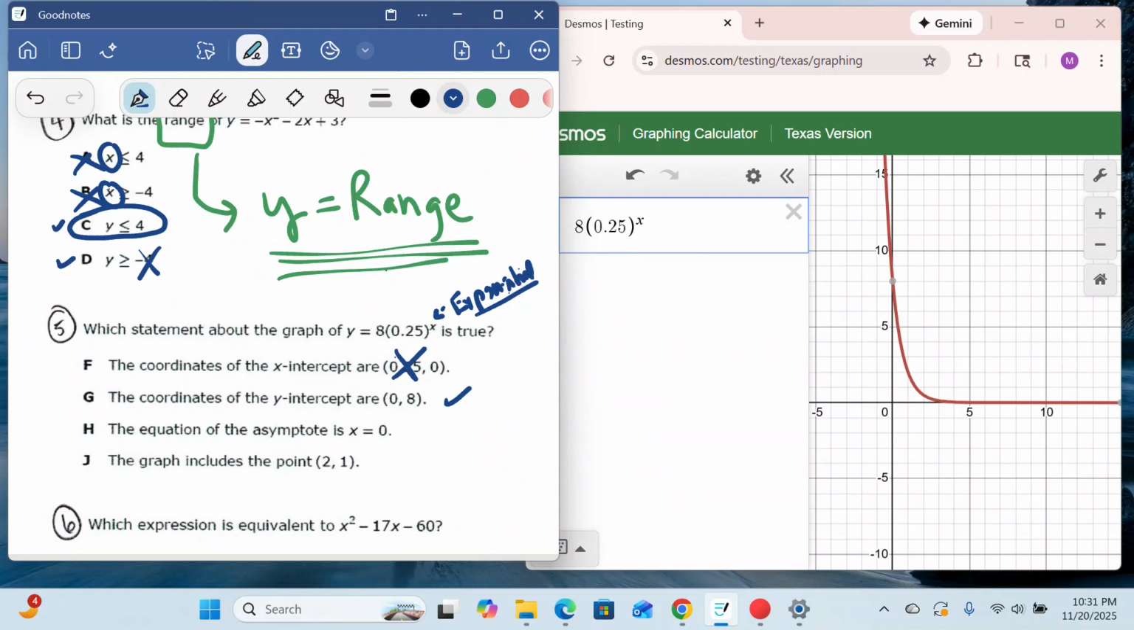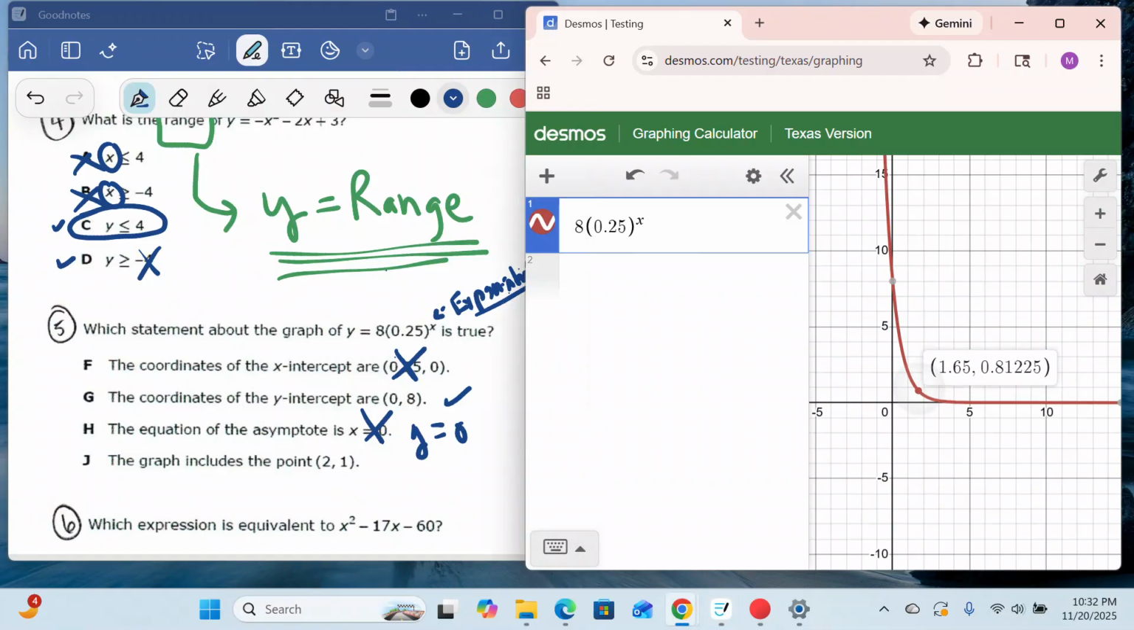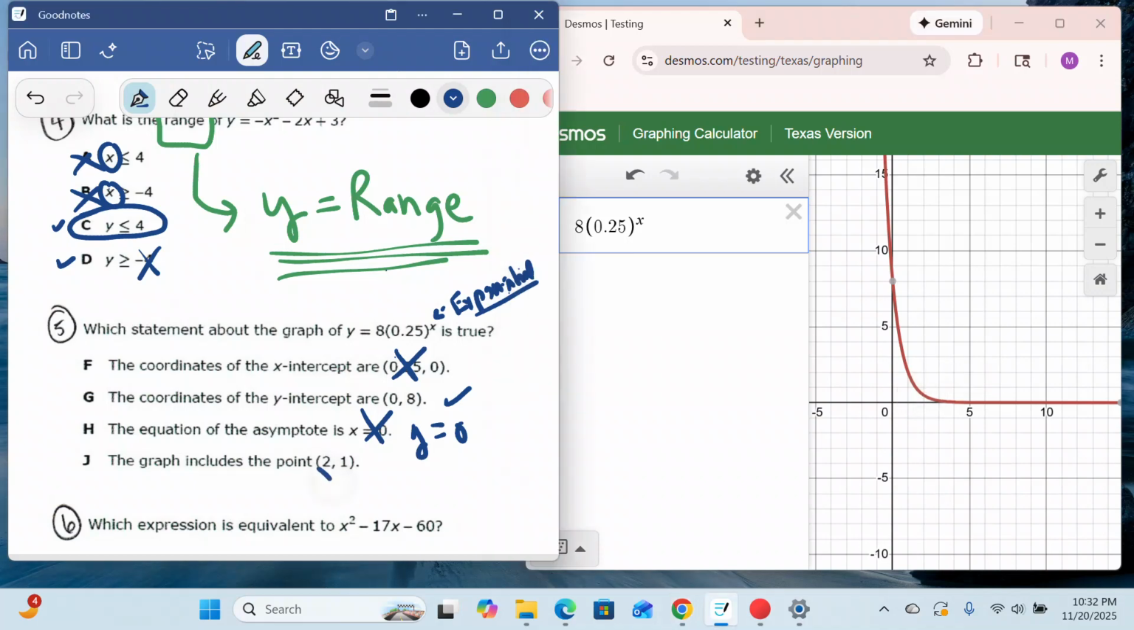That is false because our asymptote, if it approaches 0, it would be y equals 0. So the asymptote x equals 0, that's your imaginary line that passes through the y-axis, is false. And the graph includes (2, 1). So I go right here, I press on this, (2, 1). Nope, it's actually (2, 0.5). Does everyone see that? (2, 0.5). This one is false. So the correct answer is G.